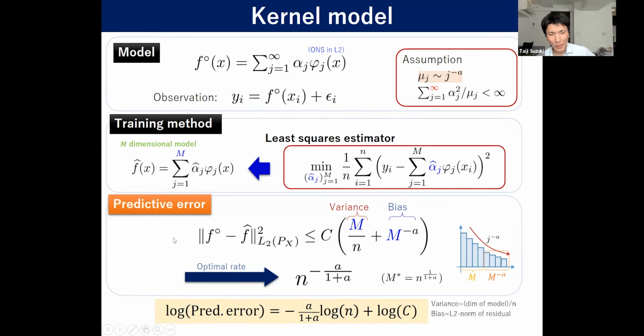Okay, now we take the logarithm of the left-hand side and right-hand side. We get this expression. So the log of the predictive error is minus 2a over 1 plus 2a times log n plus some constant. So here we are neglecting the constant, but anyway, we have this expression of the predictive error. Okay, so then you see that this is a scaling law.